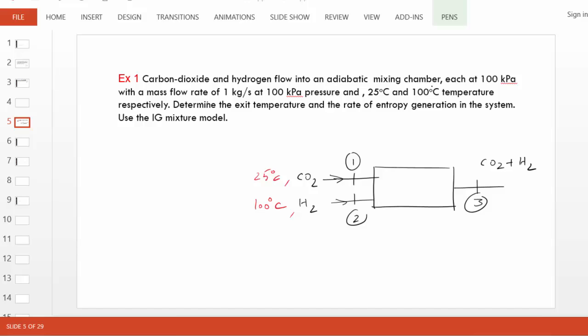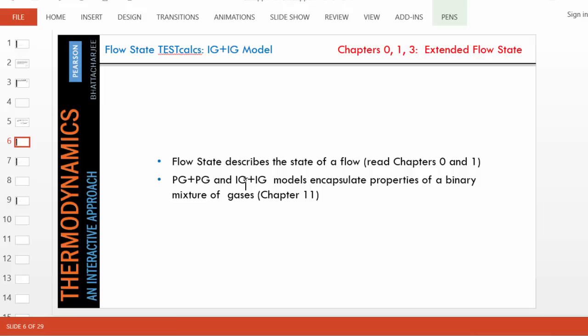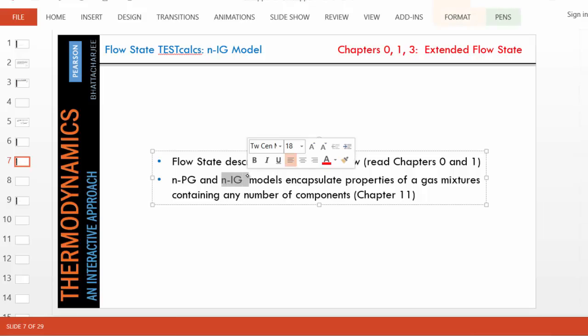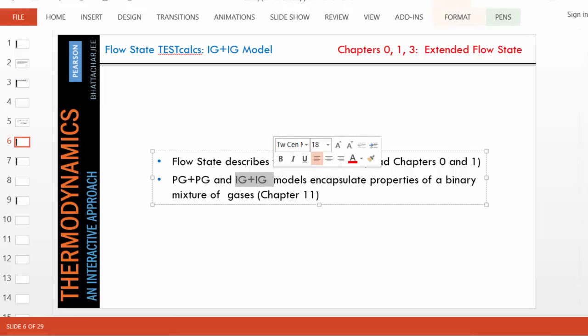Well, we're going to use the IG mixture model, but there are two different ways, two different TEST steps to use. One is the binary mixture model, where we have the IG plus IG model, for instance, where only two gases are allowed to compose the mixture, or the PG plus PG model. And the second option is we can use the extended flow state for the NIG mixture, which allows any number of gases. It's a little more complicated but a more general TEST step. So we'll begin by using the IG plus IG model and then reproduce the result using the NIG model.